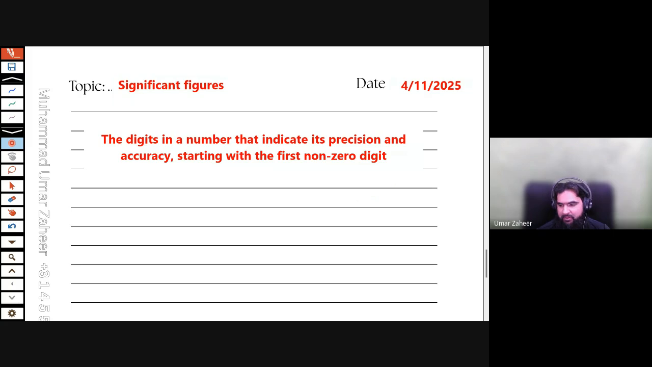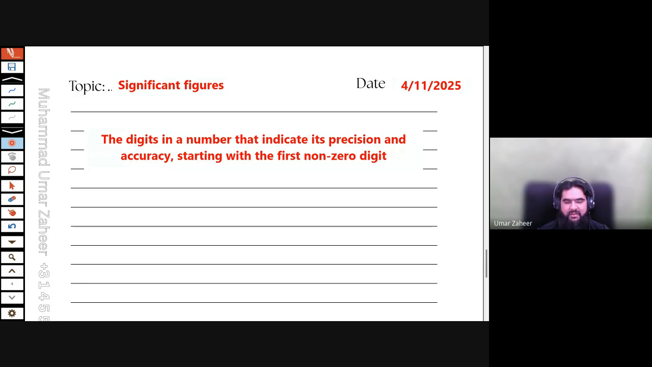Significant figures are numbers that indicate the precision and accuracy, starting with the first non-zero digit. The examiner tells us how many significant figures we have to round off our answer to. To find the number of significant figures, we have some basic rules. Any number can be given, like 4250, and you will be asked how many significant figures there are, so you have to find the number of significant figures.